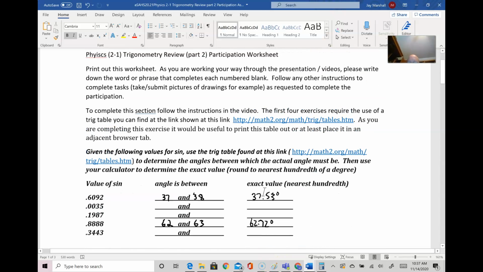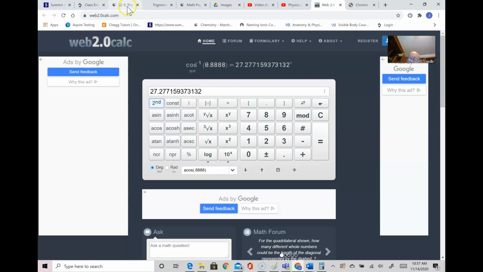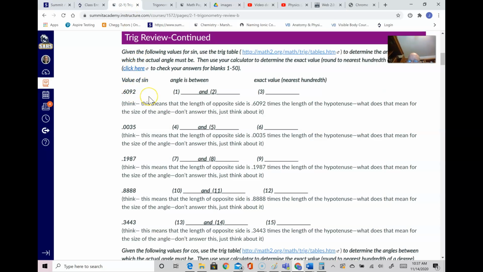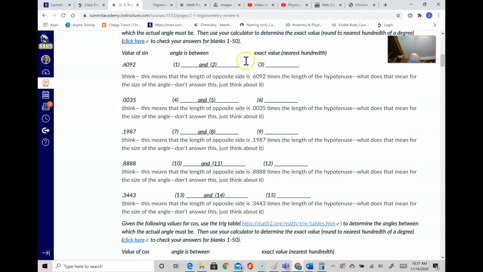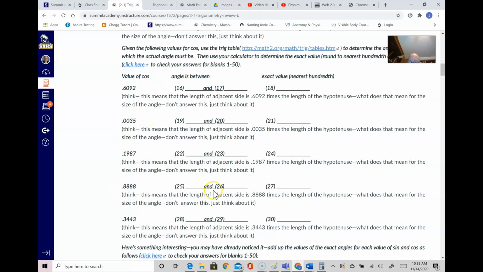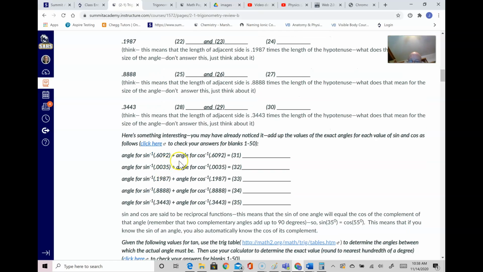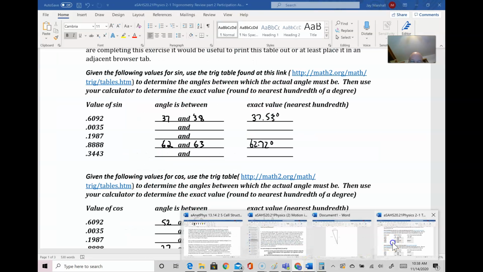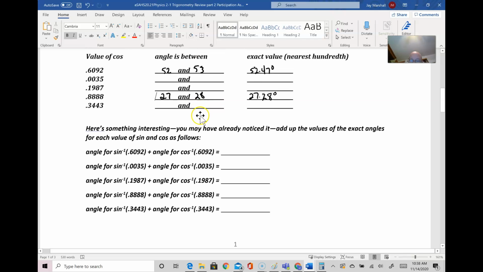And again, if you want to check your answers, go to Canvas for this lesson. And again, if I click here, I get the answers for this set. If I go to click here, I get the answers for the cosine set. Okay, and then I want to notice something very interesting here. So on your worksheet, it also says, think about this. Here's something interesting, and you may already have noticed it.